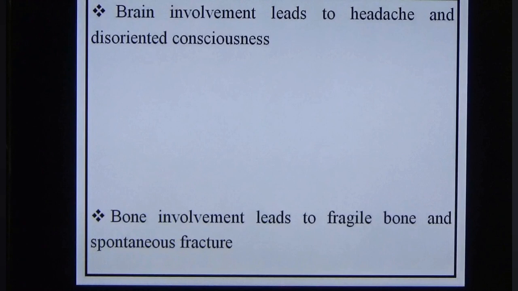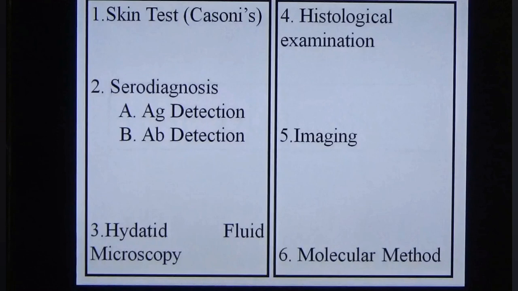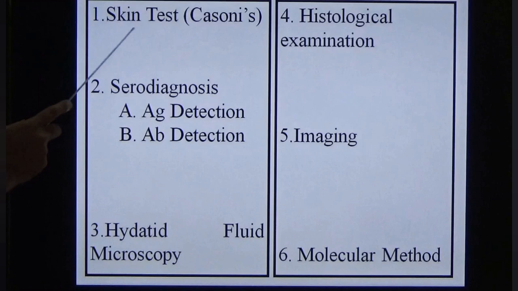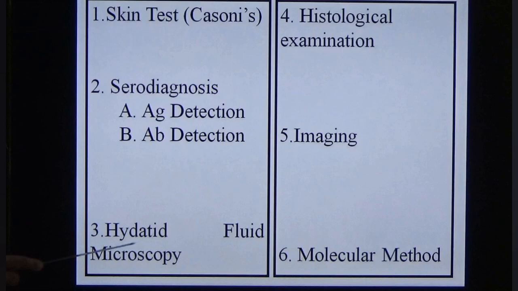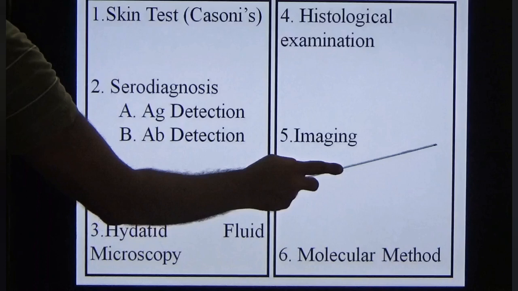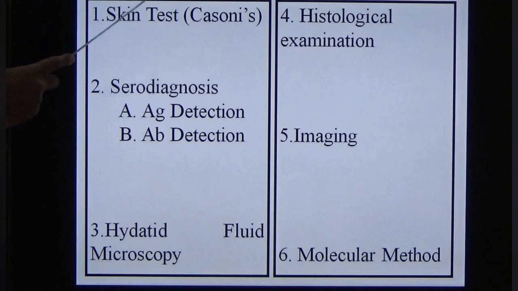Okay, now how to diagnose this? So the diagnosis can be made under 6 headings. The first one is the skin test, known as the Casoni test, then serodiagnosis, hydatid fluid microscopy, histological examination, imaging, that is X-ray, USG (ultrasonography), MRI, CT scan, and the last one is the molecular method. Okay, we'll study one by one.